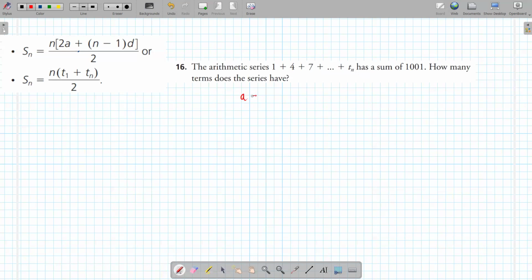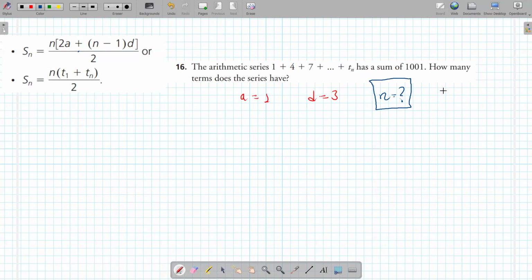What's our A? 1. What's our D? 3. Do we know our N value? No, we don't. That's the missing component. It's asking us for how many terms there are, so N is missing.